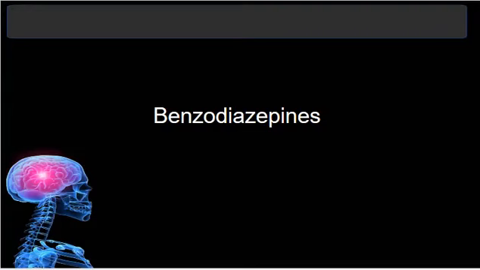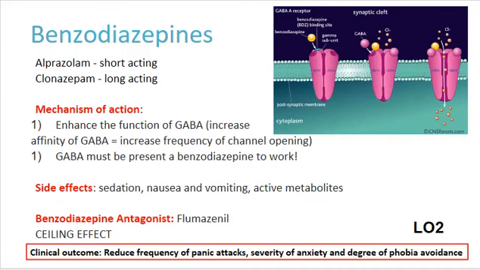This next lecture series is going to be on benzodiazepines. And I think at this point you probably know how they work. Basically, they potentiate GABA, and what they do is they enhance the function of the channel. So this is the GABA receptor. GABA is the neurotransmitter, of course.